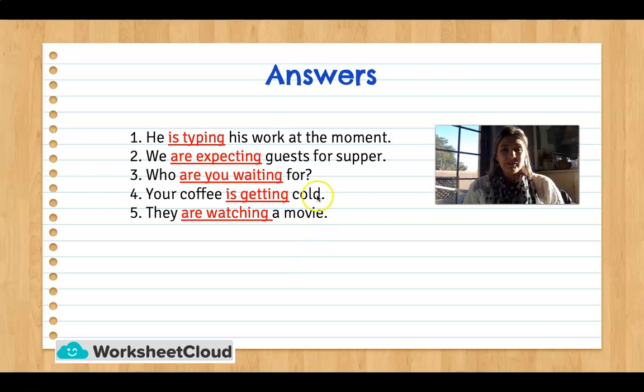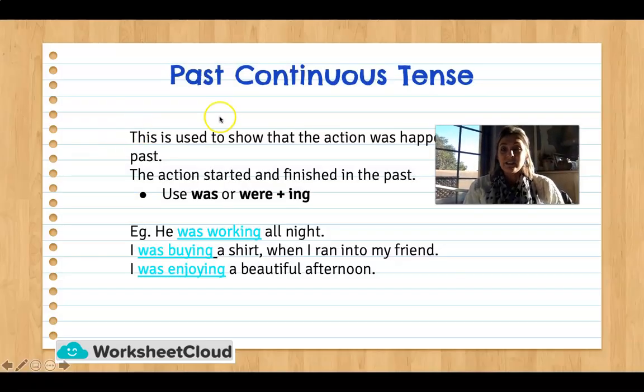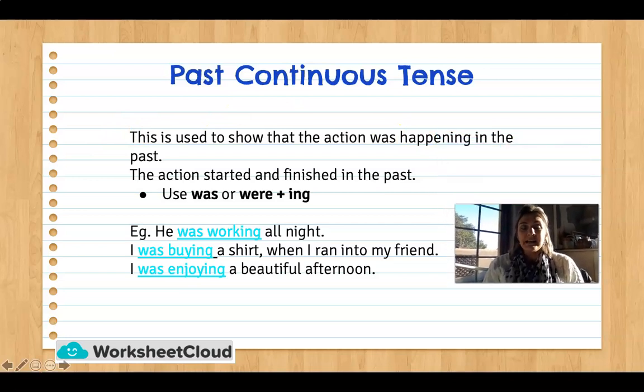Okay, yes. So obviously number 3 is interrogative. It's asking a question. Who are you waiting for? Number 1, 2, 4, and 5 are in the affirmative. He is typing. You are expecting. Your coffee is getting cold. They are watching a movie. It's not in the negative. They are not watching a movie. Good.